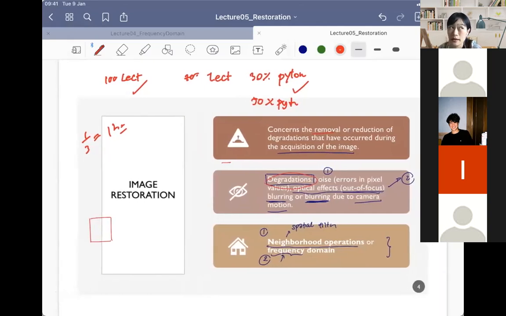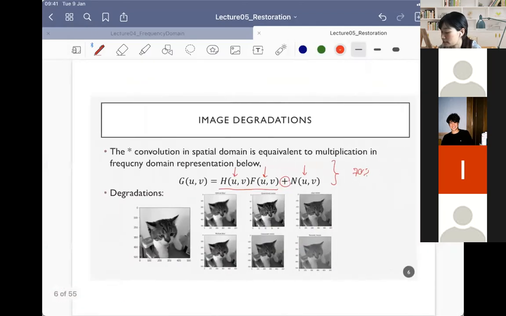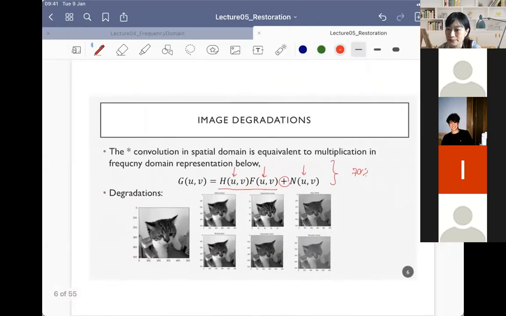So if you think about image degradation, the quality is low. What's the problem? One of your friends said corrupted pixels. Maybe that pixel does not really represent the actual value, right? One of your friends said noise. Yeah, it could be noise as well.